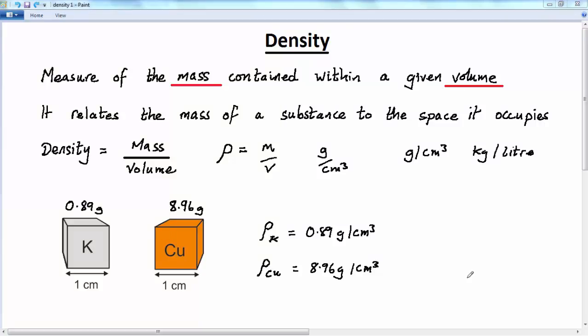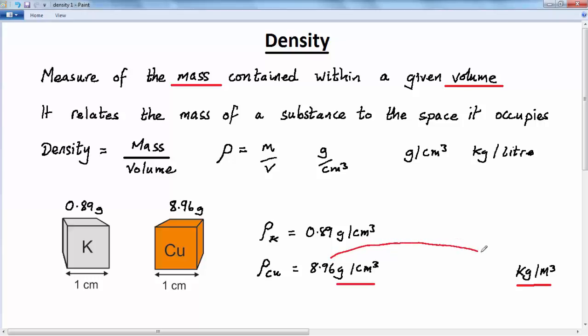Sometimes in physics problems, the density is quoted in terms of kilograms per metre cubed. So to convert from grams per centimetre cubed to kilograms per metre cubed, we have to multiply this figure by 1,000. Okay, so we multiply it by 8.96. In this case, for copper, we multiply that by 1,000, and that gives us 8,960 kilograms per metre cubed.